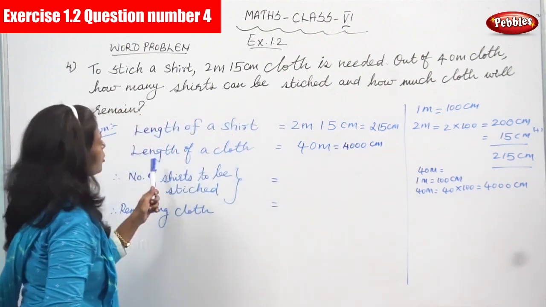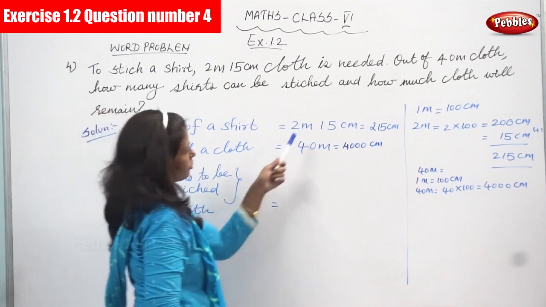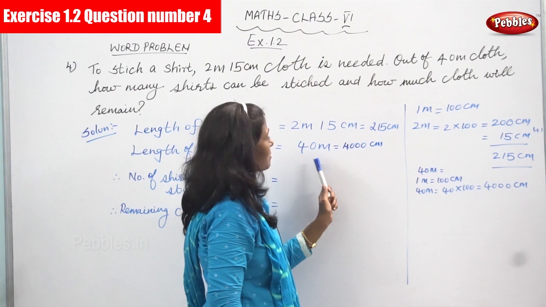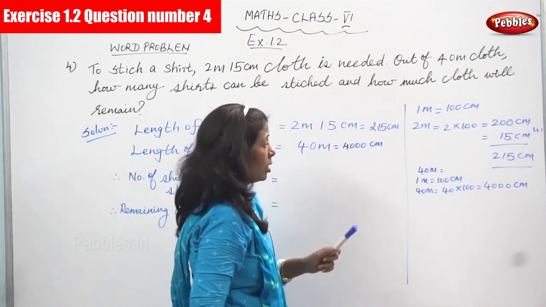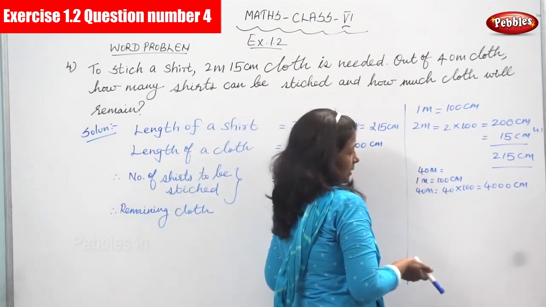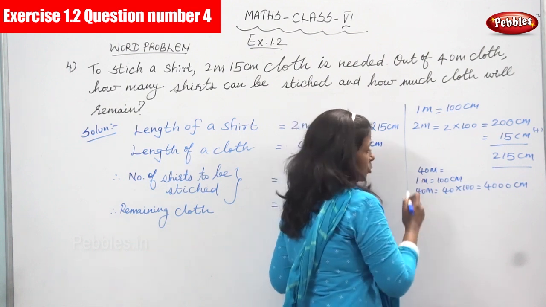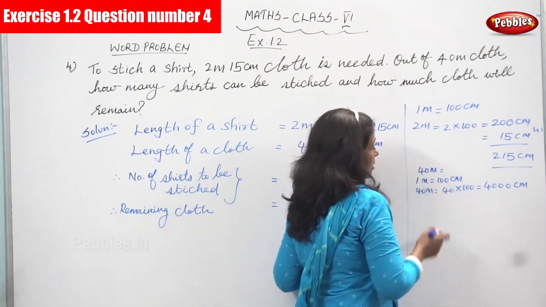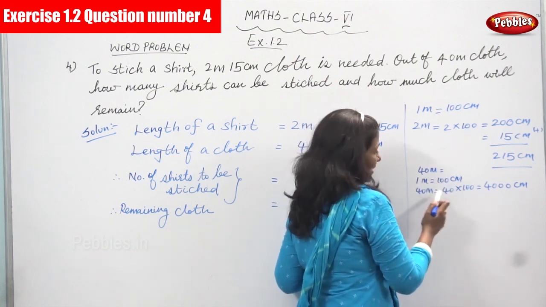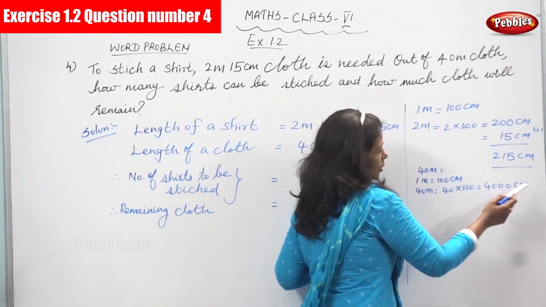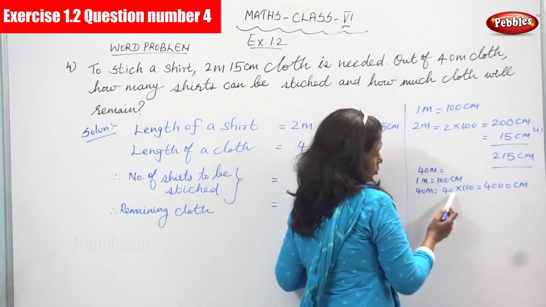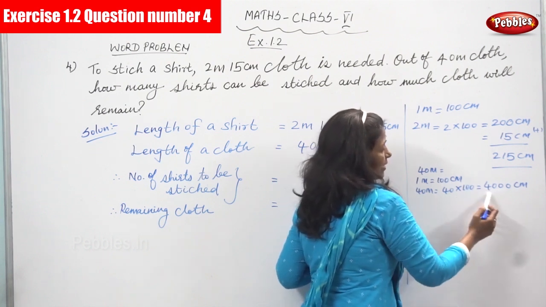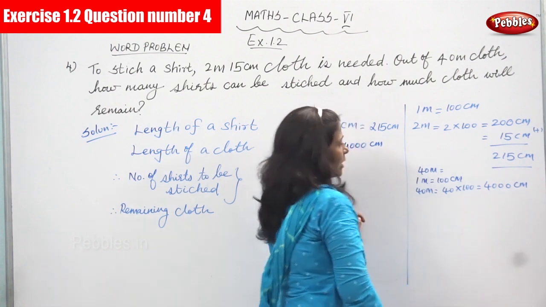And after that, the length of the cloth is 40 meter. You have to convert this also. If you convert 40 meter into centimeter, meter into centimeter, so multiply. Bigger unit converted into smaller unit means you have to multiply. So 1 meter is equal to 100 centimeter. 40 into 100, you get 4000 centimeter. Here 4 and 0, and you add the 2 zeros, so you will get 3 zeros. That is 4000 centimeter.